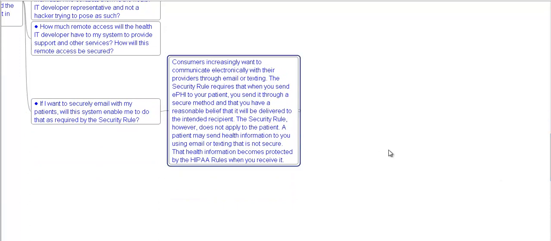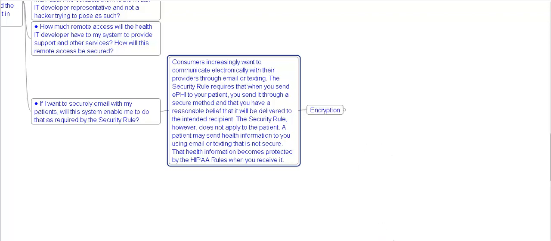Consumers increasingly want to communicate electronically with their providers through email or texting. The security rule requires that when you send ePHI to your patient, you send it through a secure method and that you have a reasonable belief that it will be delivered to the intended recipient. The security rule, however, does not apply to the patient. A patient may send health information to you using email or texting that is not secure. The health information becomes protected by the HIPAA rule when you receive it.